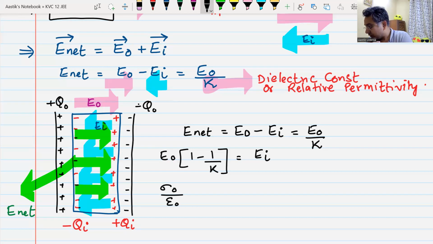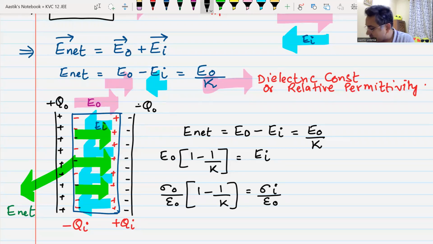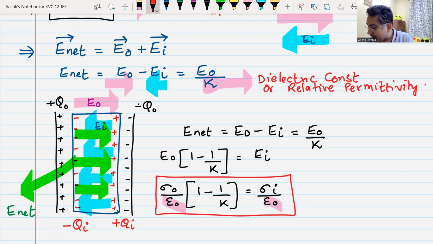Yes or no? Yes, sir. Into 1 minus 1 by K. Now I can write this one as sigma induced divided by epsilon naught. So this epsilon naught will get cancelled and I will get a very beautiful formula for the surface charge density which is induced, and the formula is right now before your eyes.